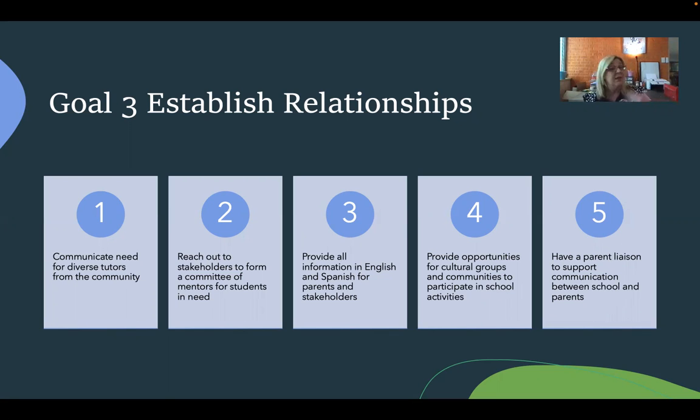And if we have other languages, see how we can get that information in their native language. Also provide opportunities for cultural groups and communities to come into the school and to participate and to plan activities for our students. And then to have a parent liaison to support communication between the schools and the parents, just to know that we are on their side.